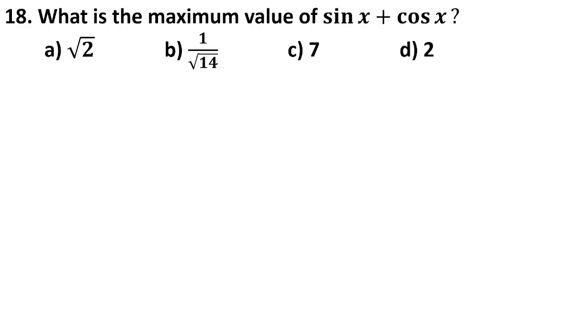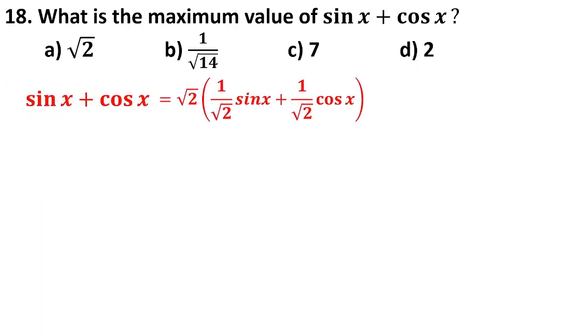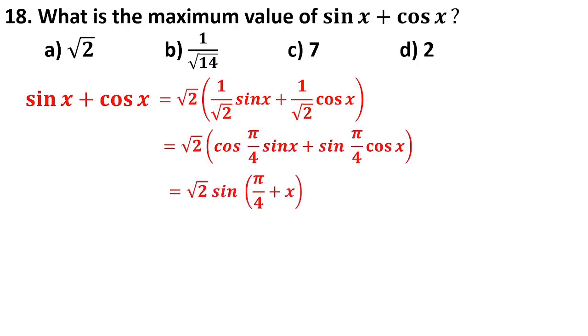Question number 18. What is the maximum value of sin x plus cos x? This is a one mark question, but you should not make use of the derivatives and all. Therefore, we have to take sin x plus cos x, multiply and divide by root 2. Root 2 into 1 by root 2 sin x plus 1 by root 2 cos x. 1 by root 2 is nothing but cos pi by 4, and 1 by root 2 is sin pi by 4. But we are getting the formula for sin x plus y, therefore sin of pi by 4 plus x.